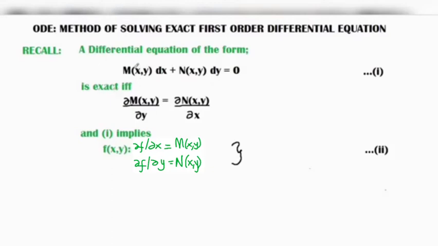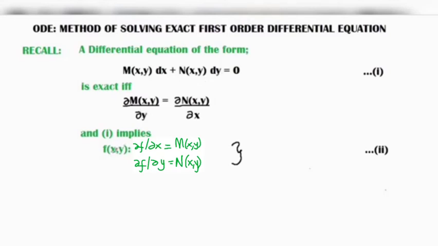equations. We said that if a differential equation is of this form, M of x,y dx plus N of x,y dy equals 0, where M and N are functions, that equation is exact if and only if I differentiate M with respect to y and I differentiate N with respect to x, and both values are equal. That's quite simple, right? Differentiate the part that has x with respect to y, differentiate the part that has y with respect to x, and you're done.